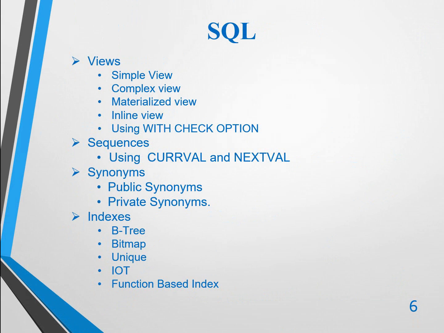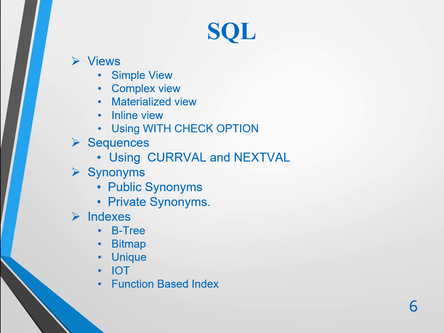And then we have other database objects, which are views. Views are again of simple view, complex view, materialized view, inline views, and how do we use with check option inside the views. And then we have sequences. In the sequence, we'll see how the numbers are automatically generated by using curval and next val. Then we have synonyms. Synonyms are divided into public synonyms and private synonyms. What is the basic purpose of synonyms?